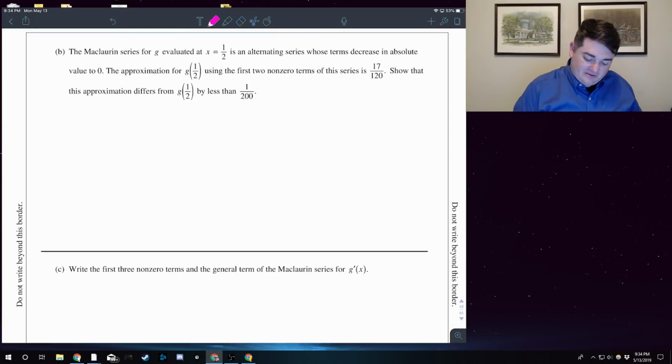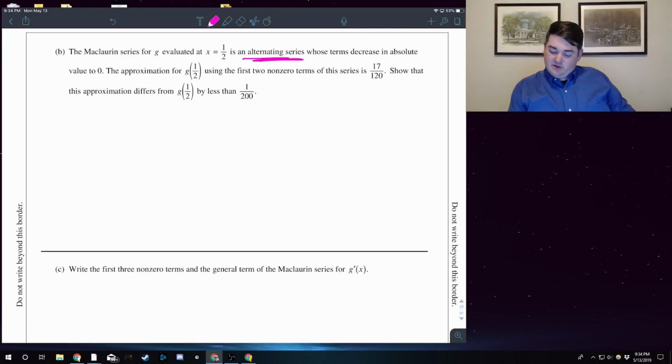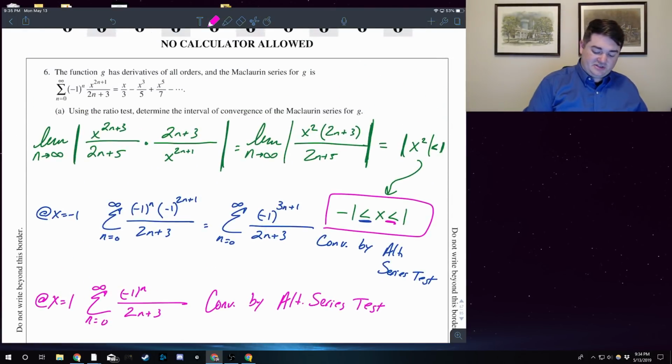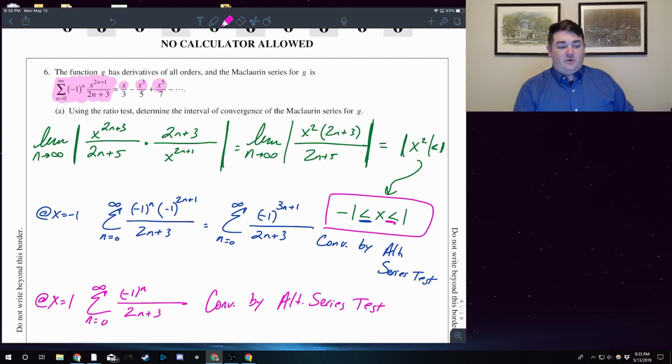Part B, they said Maclaurin series at x equals 1/2 is an alternating series whose terms decrease in absolute value to 0. The approximation using the first 2 terms is 17 over 120. Show that this approximation differs by less than 1 over 200. So they're asking you to do the alternating series error bound. In other words, if you add together the first 2 terms, then the error, the amount that you miss by, is smaller than the 3rd term. So what they want you to do is go back to your series right here, plug in 1/2 for x. You can even plug it in here, here, and here, and figure out what that 3rd term would be.